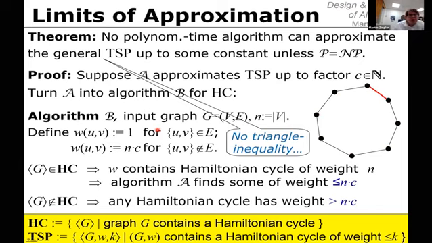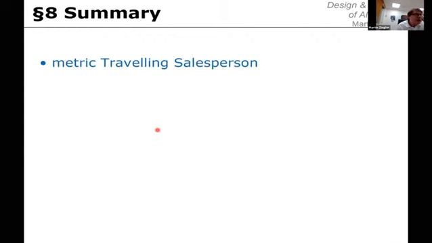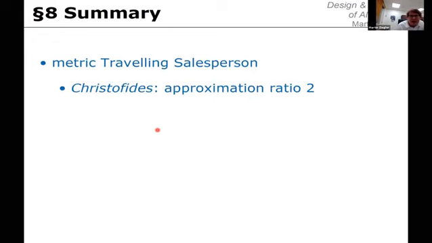To summarize, this is the end of chapter 8 on approximation algorithms. We've discussed the metric traveling salesperson problem, where we have the triangle inequality. We have seen Christofides' algorithm, which runs in polynomial time, although the traveling salesperson problem is NP-complete. And we've seen that it achieves a guaranteed approximation ratio of 2. So that's the difference between an approximation algorithm and a heuristic.